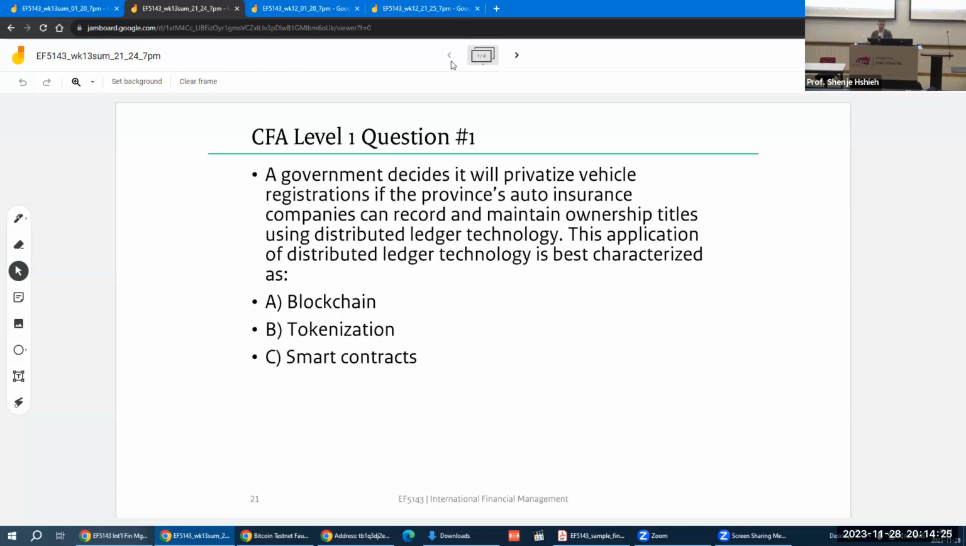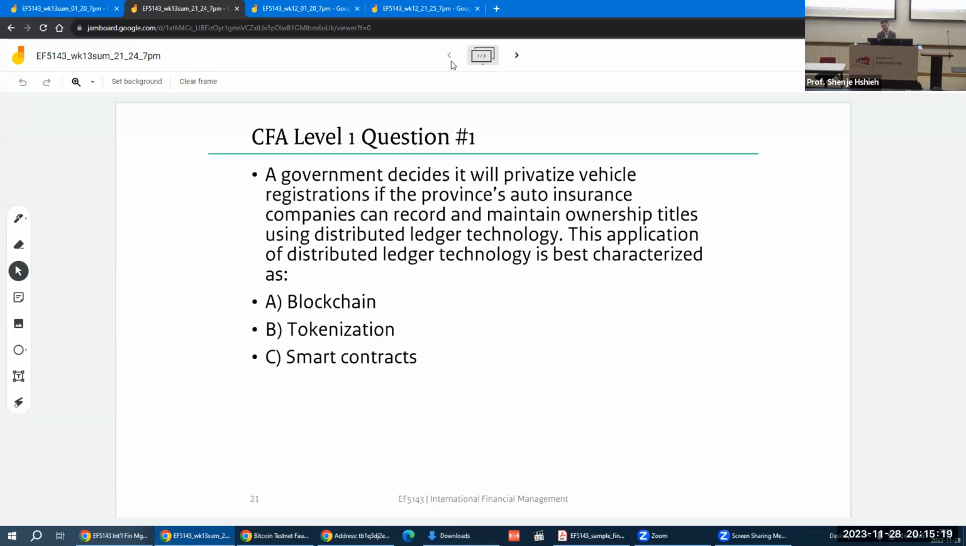A government decides it will privatize vehicle registrations if the province's auto insurance companies can record and maintain ownership titles using distributed ledger technology. This application of distributed ledger technology is best characterized as A, blockchain, B, tokenization, or C, smart contracts. I didn't really talk about the other things, but just based on your understanding of blockchain, your takeaway from the paragraph is that there's no reason for there to be any cryptography involved, right? And you know that blockchain involves to some extent cryptography. So I think the best answer here, if I recall, should be B, tokenization.